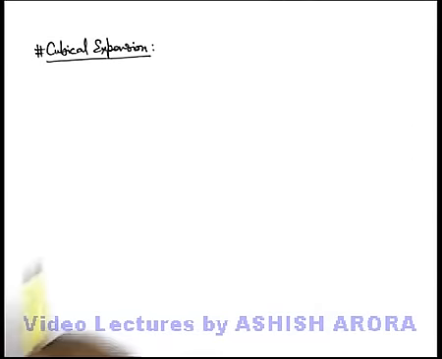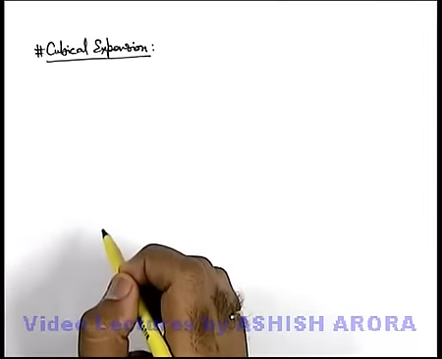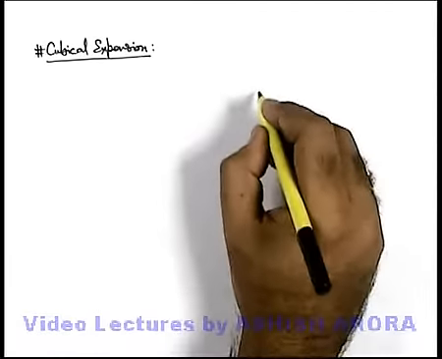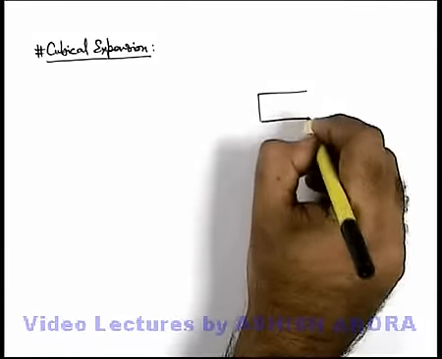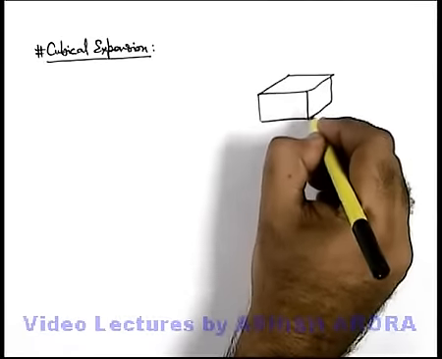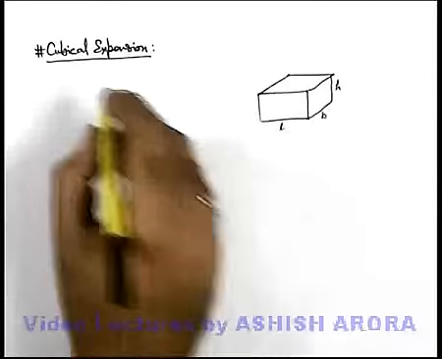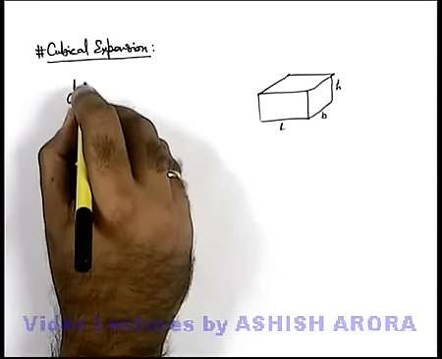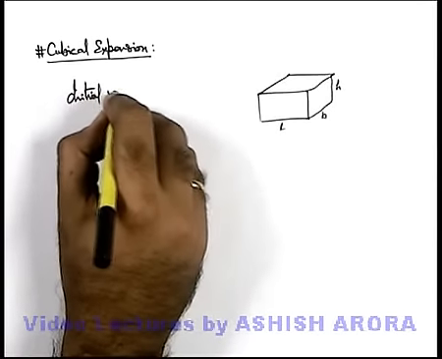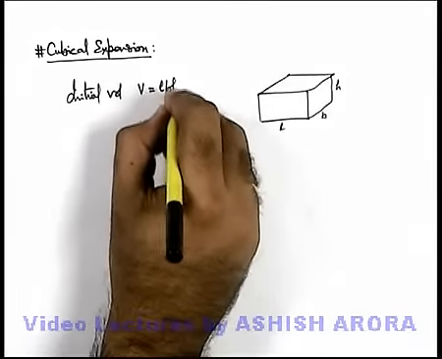Now, similar to the analysis we have done for superficial expansion, we can easily analyze cubical expansion. Say we have a box of dimensions L, B and H. So L is its length, B is the breadth and H is height. So we can write that the initial volume of this block can be written as LBH.